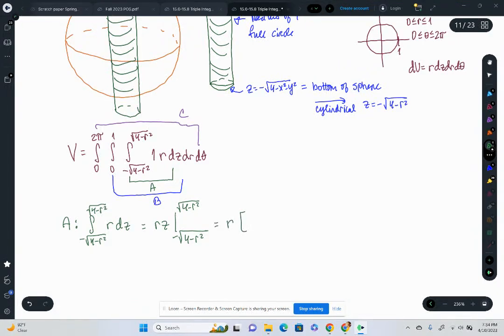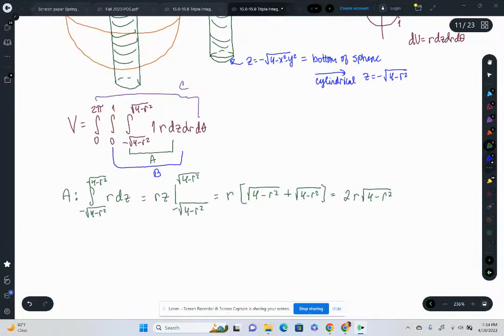We're going to evaluate z now. It'll be square root 4 minus r squared minus a negative square root 4 minus r squared. So this gives me two of these. So this is equal to 2r square root 4 minus r squared. Okay, remember, this is the integrand for b. So with b, we're looking at the bounds of 0 to 1. We're going to be dealing with dr now. Our integrand is 2r square root 4 minus r squared dr.